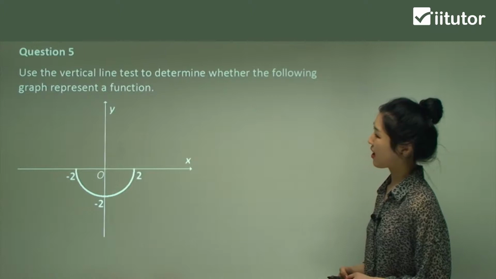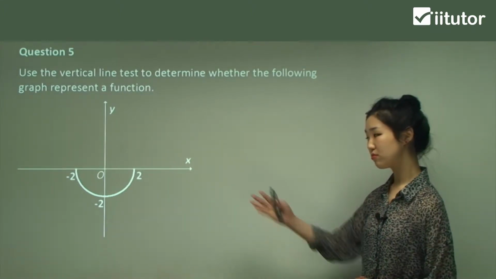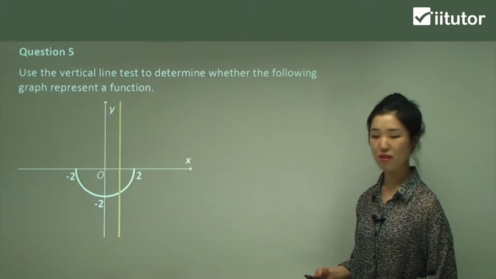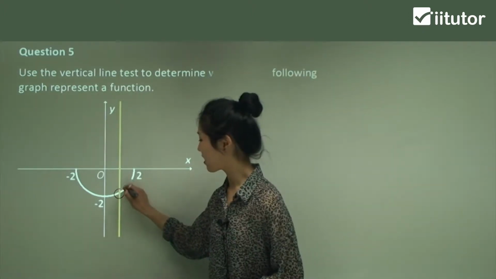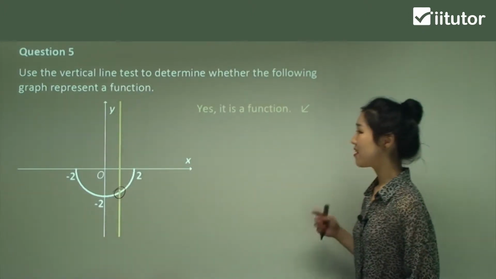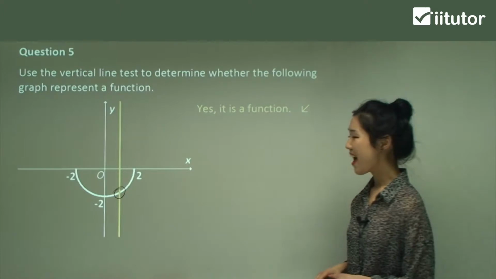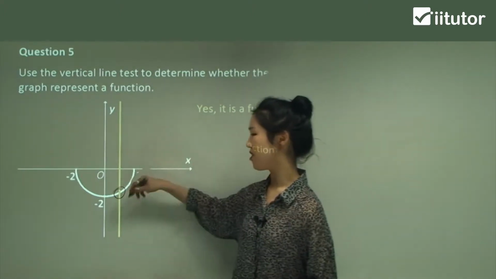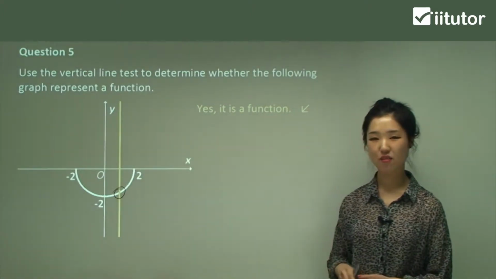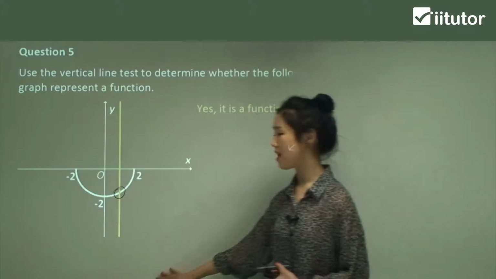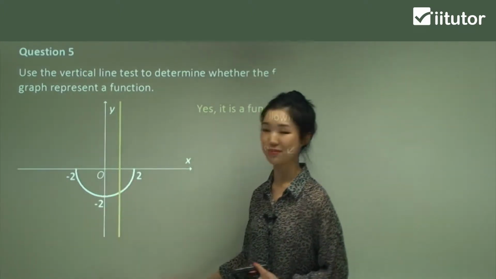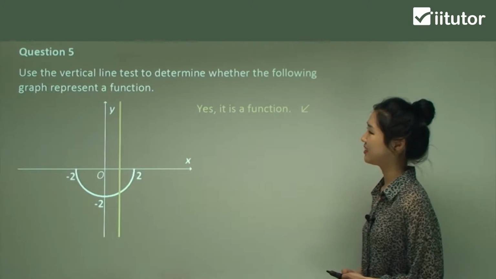Question 5, again we're going to use the vertical line test. Simply put it down. That's my vertical line, and you can see it cuts only once, therefore it is a function. And you can see that if I put vertical lines in other places, it will still only have one point of intersection, so therefore it will definitely be a function. So that's the whole idea.